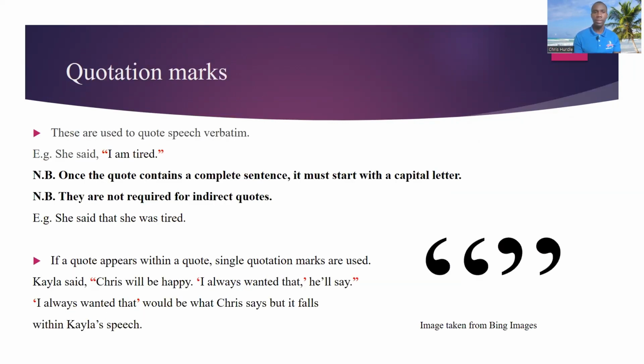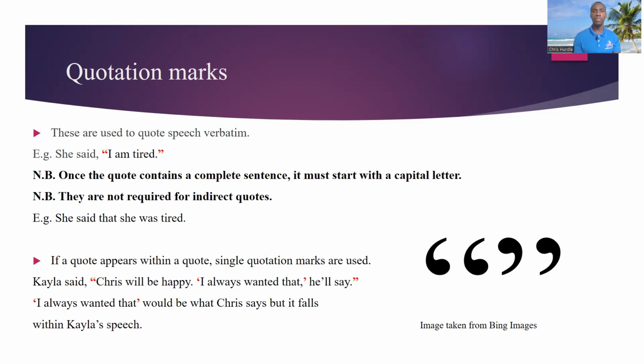Quotation marks. These are used to quote speech verbatim, word for word. For example, she said, "I am tired." So this is exactly what she said. This is not a paraphrase, a rewording. This is what she said. Please note, once the quote contains a complete sentence, it must start with a capital letter. So you must use a capital letter if you're talking about a complete sentence, right?